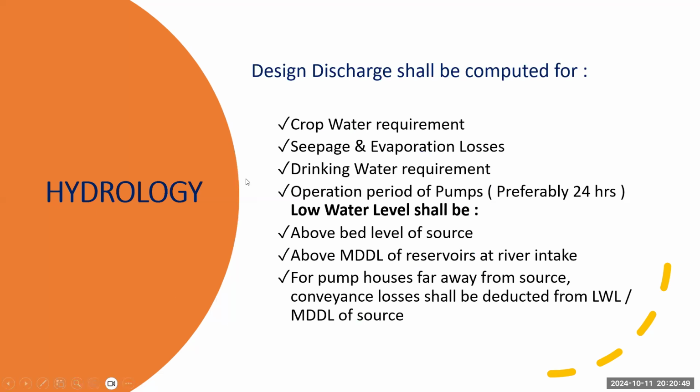Here the water is conveyed from the source to the delivery point and then to the command area. During this journey, seepage and evaporation occur. These losses should be accounted for in order to find out the total quantity of water required for the crops.